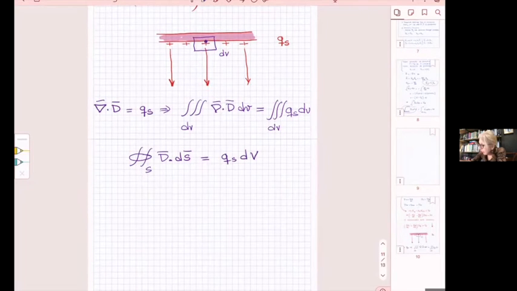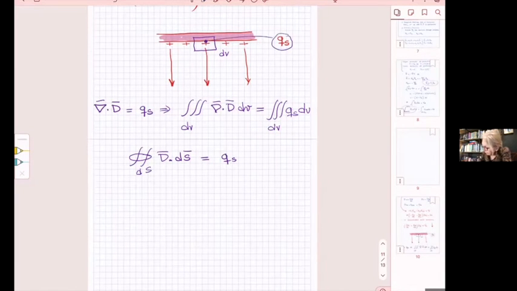Or rather Q sub S, because practically Q sub S is the surface charge density. Assume that I have this teeny volume around the point, where only one Q sub S is here. So practically it will give me Q sub S.